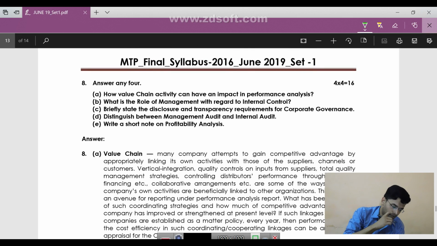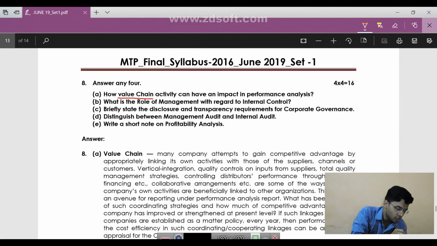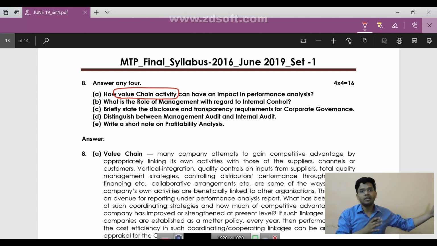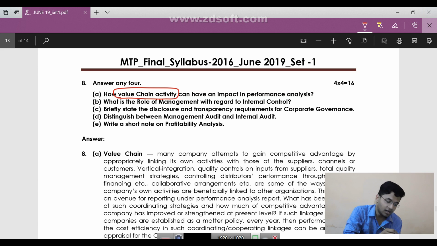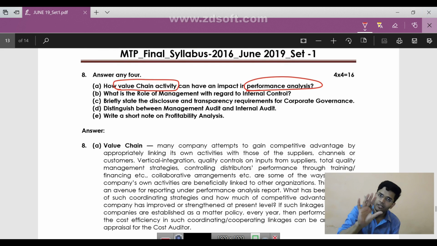Alright, then comes the simple theory part, guys. Valuation of value chain system. Value chain is the chain of activities, like starting from the production line to the wholesalers, to the retailers, to the consumer. How do you think your product will move? This is known as value chain analysis, and this analysis is done for analyzing the performance of the company. So it is a 4 marks question, briefly you have to state the value chain activity.